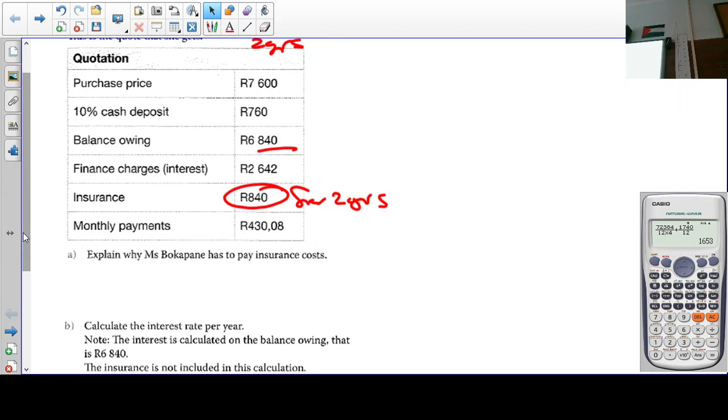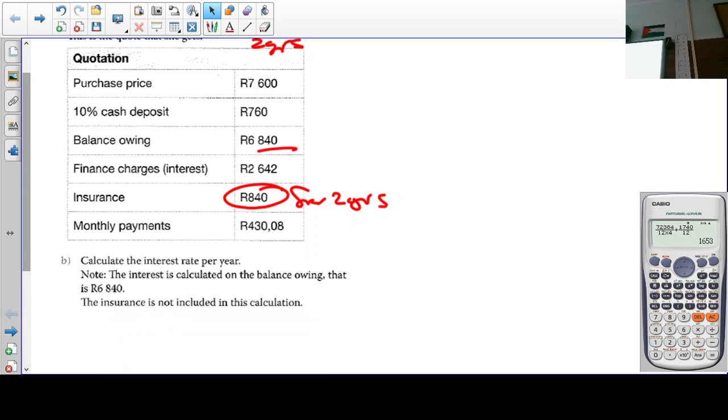Okay? You would have household insurance as well. If your geyser bursts in your house and the geyser damages your kitchen cupboards, you just install and the insurance covers it. So that is why she would need insurance here. But what is the textbook's answer then?